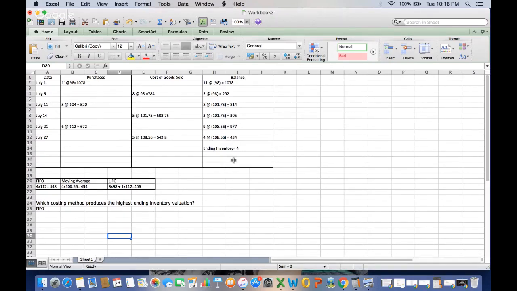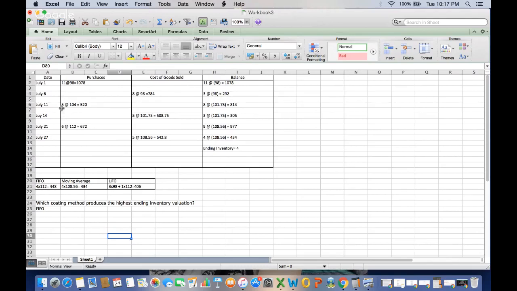So on July 1st, we purchased 11 units at the cost of $98. The average here, I put in parentheses. Usually this is like a negative, but for this purpose, I just put the average cost in parentheses. Our average would be $98. But on July 6th, we sold 8 units, and so we'd use that average here at $98, and that was the cost. So that brought us down to 3 units with still this average here.